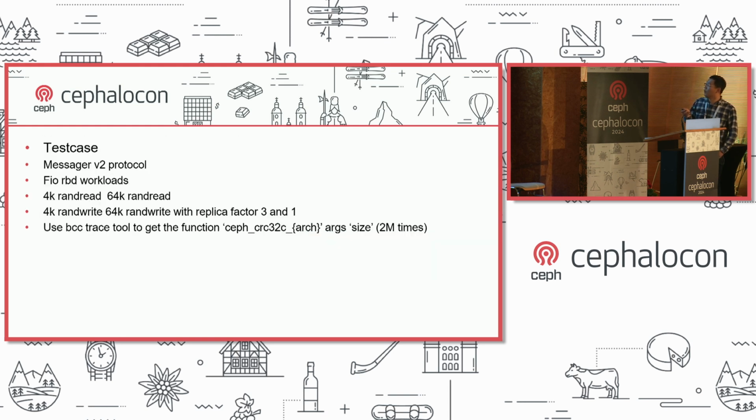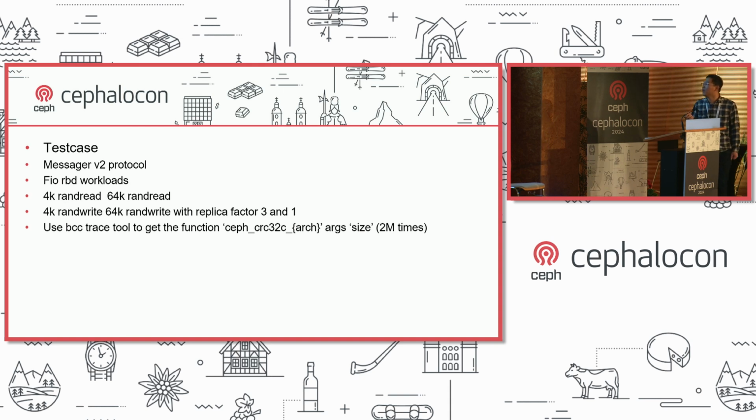So we analyze the workload. We just use the msgr v2 protocol. We use FIO to launch the RBD workloads. We test both read and write, both small size 4K and larger size 64K, with replica 1 and 3. And we use BlueStore as the backend store.